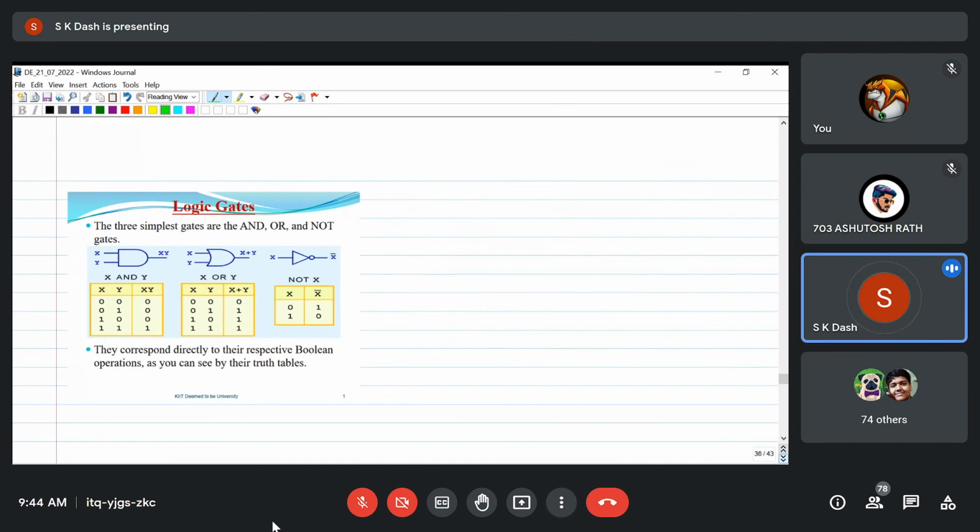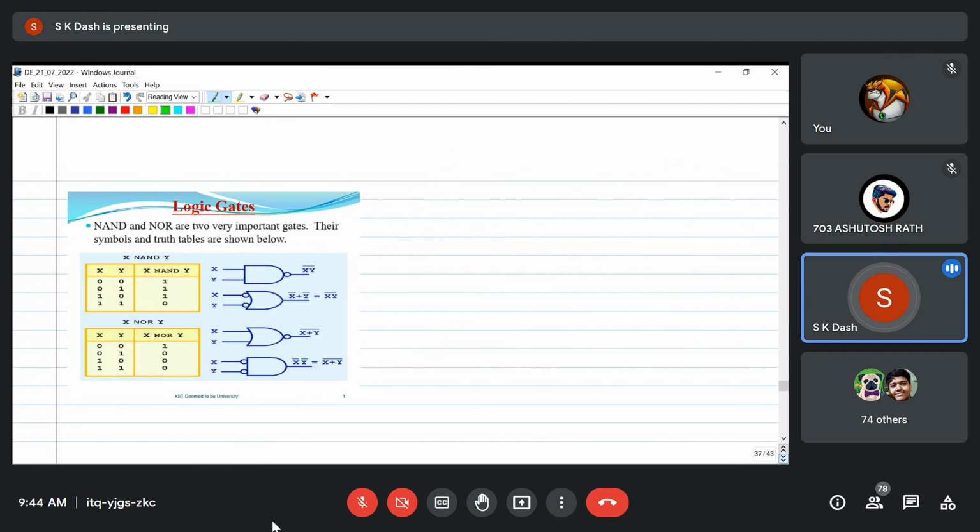Okay, let me do one thing. I will share this PPT with you. Everyone, go through this because these are very basics, and you already knew about it: logic gates and their truth tables. In the next class, we'll be able to quickly finish it.